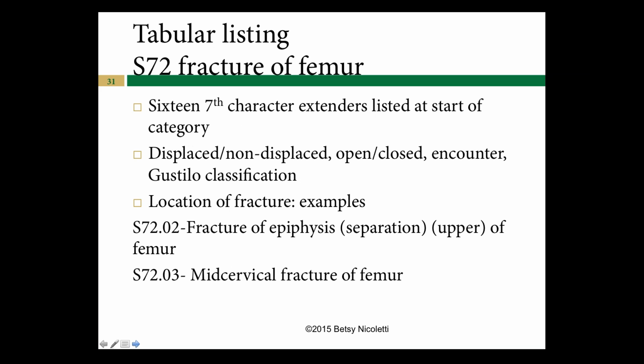When I go to S72 in the tabular listing, there are 16 different seventh character extenders listed there as options for me to select: displaced, not displaced, open and closed, whether the encounter is the initial, subsequent, or long-term after effect, and the Gustilo classification. So there are a lot of options.